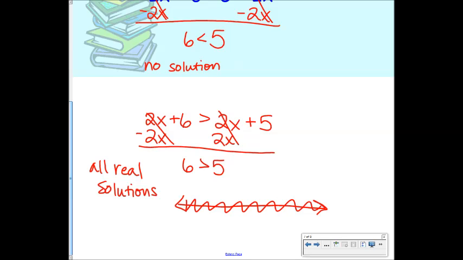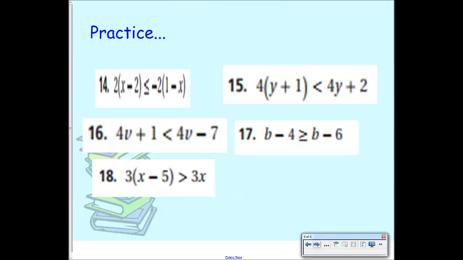So you can put all real solutions. You can draw a number line and color the whole thing in. With a no solution, you can't draw a number line. There's nothing to put on it. All right, so go ahead and try these 5. If you can graph them, do. If you cannot, you don't need to.